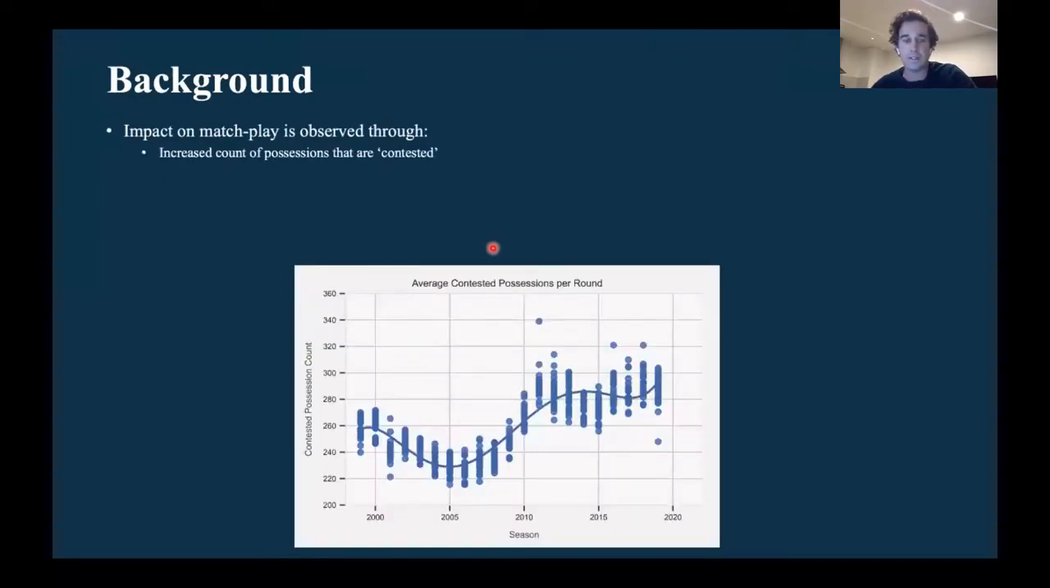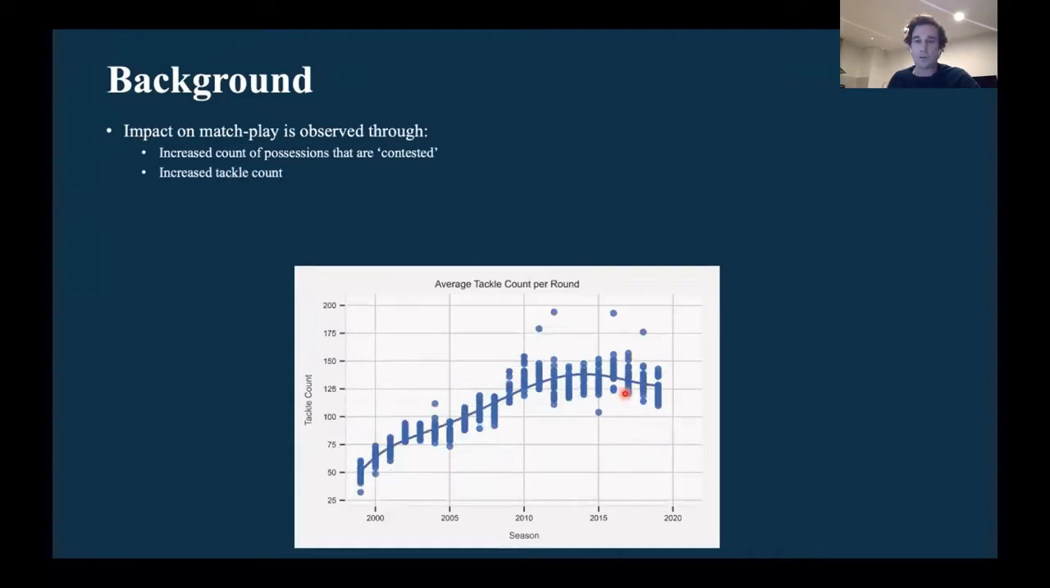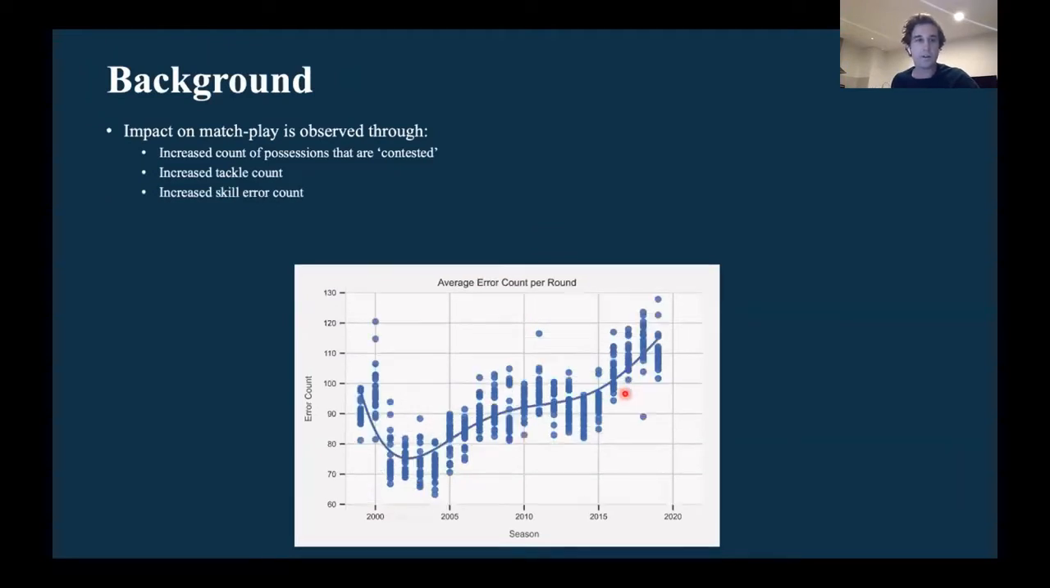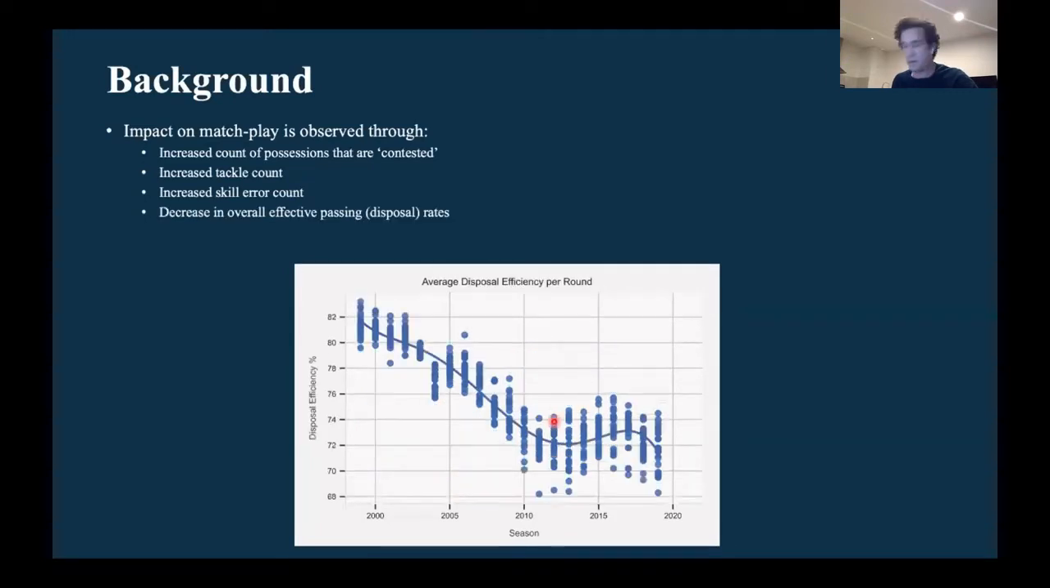We have this figure here, it's just over the last 20 years. So this is the count of possessions that are contested. So that's just under pressure or in dispute. So you can see here, the last 10 years, there's been a dramatic increase here. There's also been an increase in the tackle count over the same time period and an increase in skill error rate. This is also impacted here in your overall disposal rate.